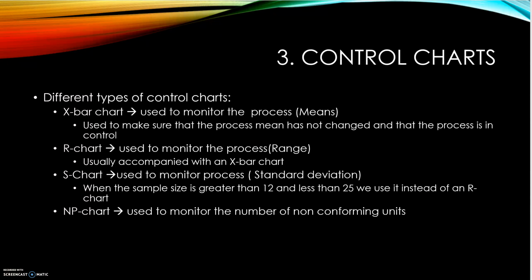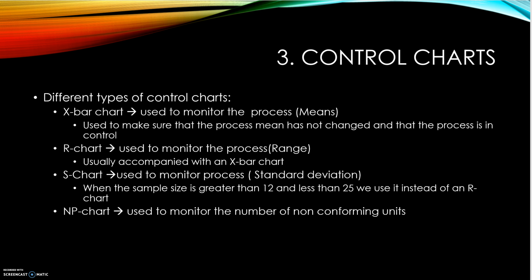For our third topic, we're going to be talking about control charts. For control charts, we have a lot of different types, but we will be focusing on 4 main control charts: the X-bar chart, the R chart, the S chart, and the MP chart. The X-bar chart is used to monitor the process using the means. So it makes sure that the process mean has not changed or shifted and that the process is in control.